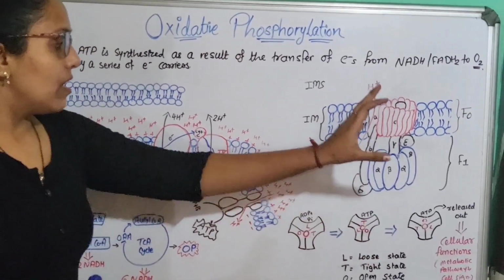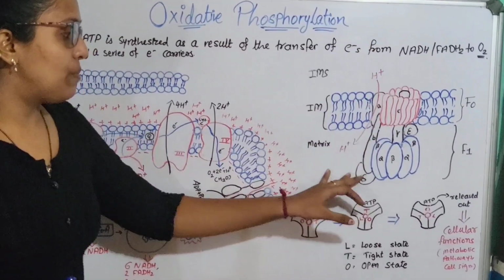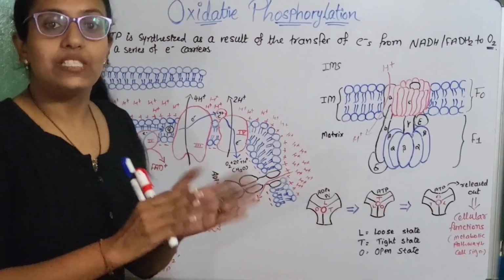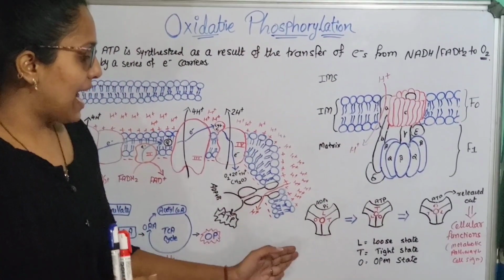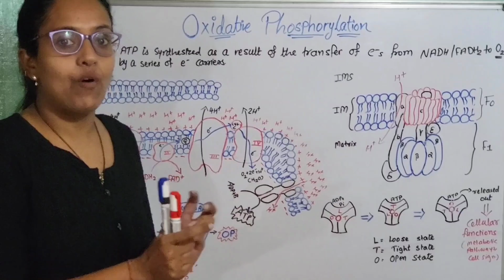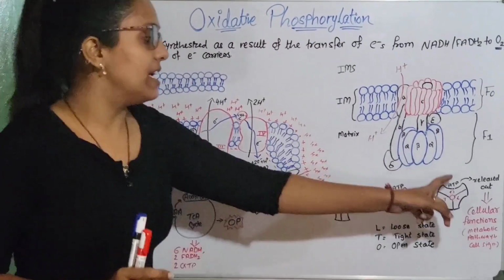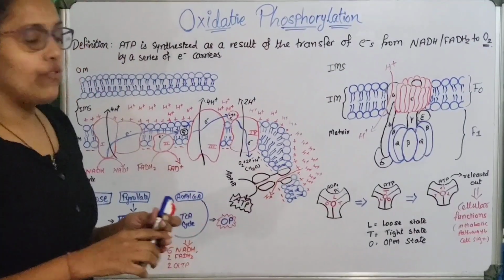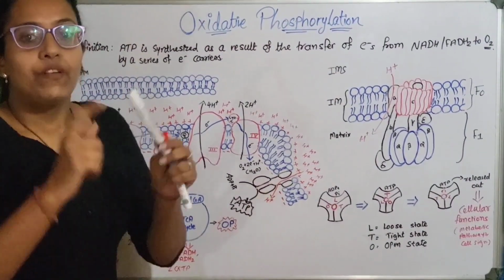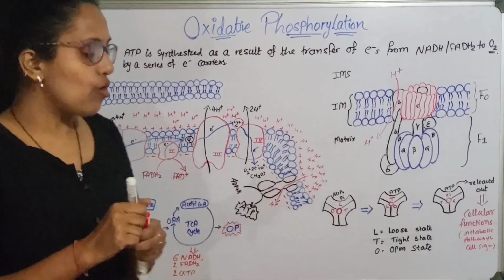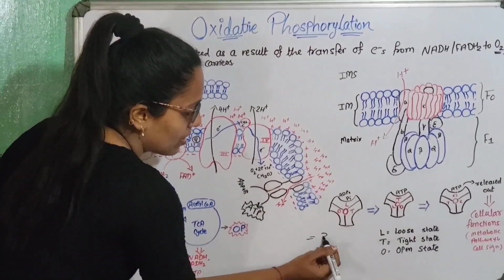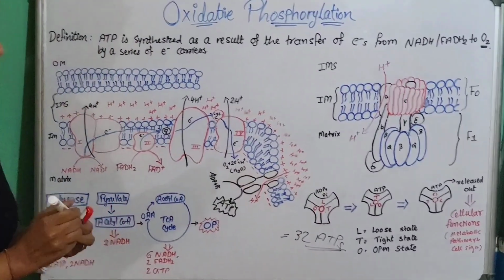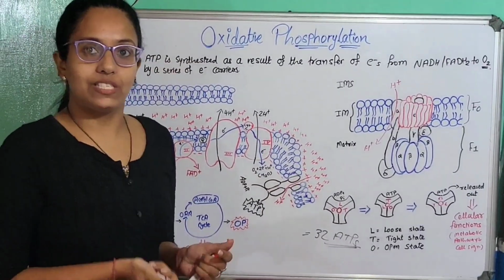And once protons enter from the intermembrane space to the matrix, they rotate the beta subunit conformation states. So with the help of the binding change mechanism of the beta subunit, finally ATP is synthesized, and more ATP can be produced. So from the breakdown of one glucose molecule, a total of 32 ATPs are produced, which can fulfill the demand of cellular processes.